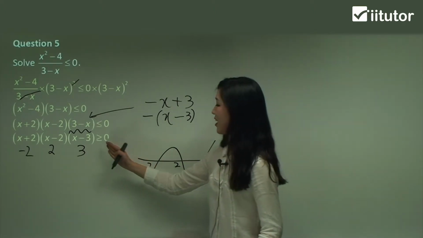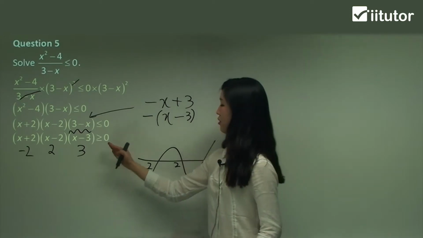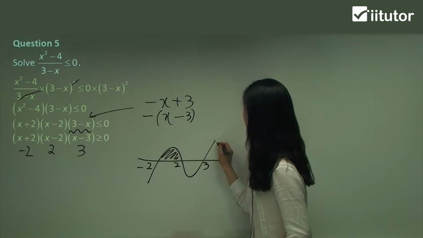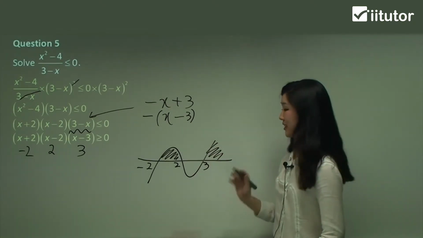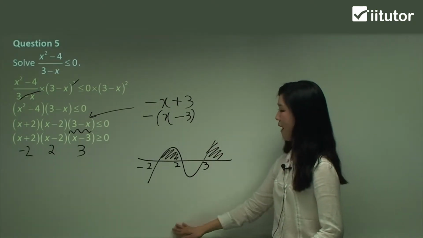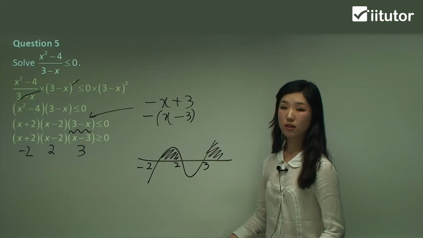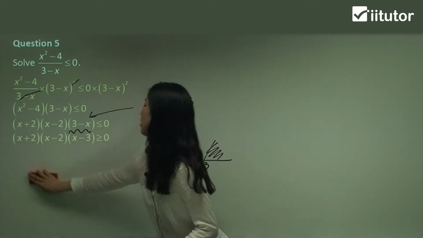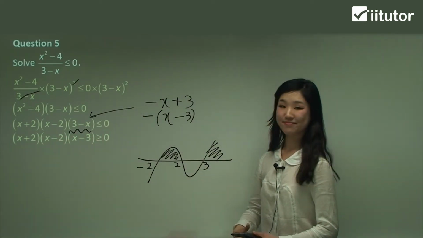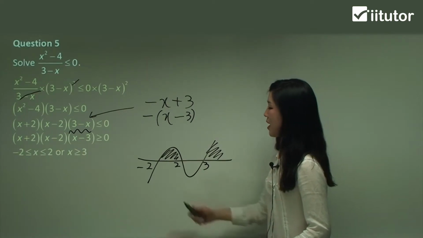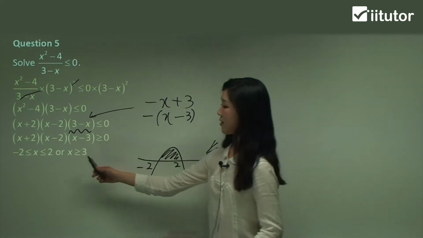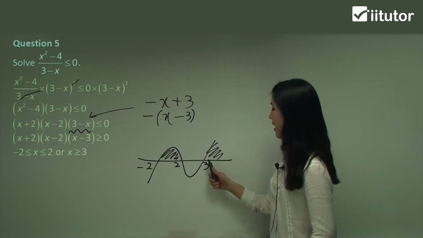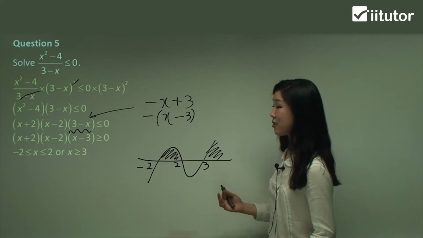It's greater or equal to 0, so it must be above the x-axis, so it must be over here or here, right? So think about it, guys. If you have a look at that kind of graph, what will the inequalities be that will demonstrate those two regions? Think about it. Okay, let's put it in. It's going to be between negative 2 and 2, so x is greater or equal to negative 2 but less than or equal to 2, or x is greater or equal to 3.